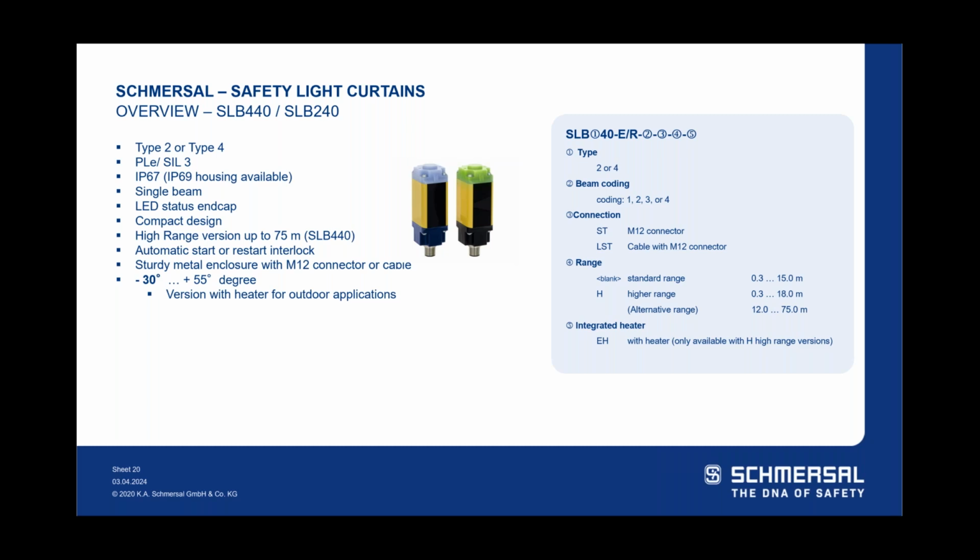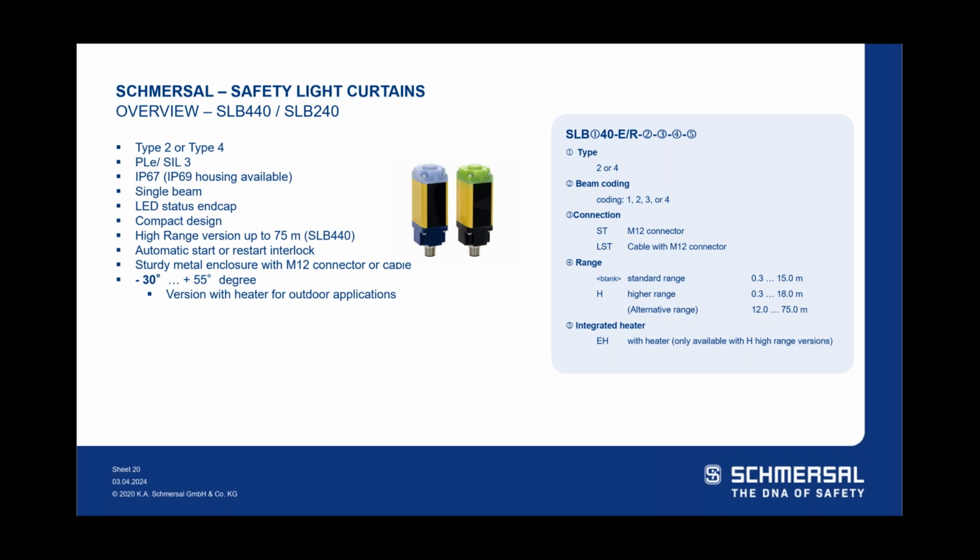You can see here we have a high range version up to 75 meters with the SLB 440s. You can see the temperature ratings, and we do have a version with a heater for outdoor applications. On the right, we like to add this whenever we can, and you can get this off our website if you go to the data sheet. It's an ordering code. It's how we break down our part number.